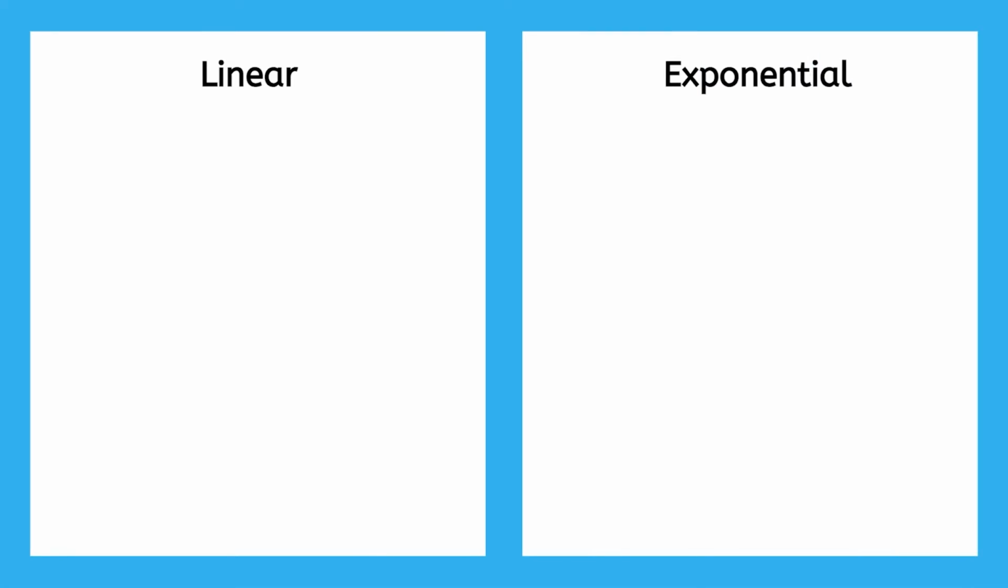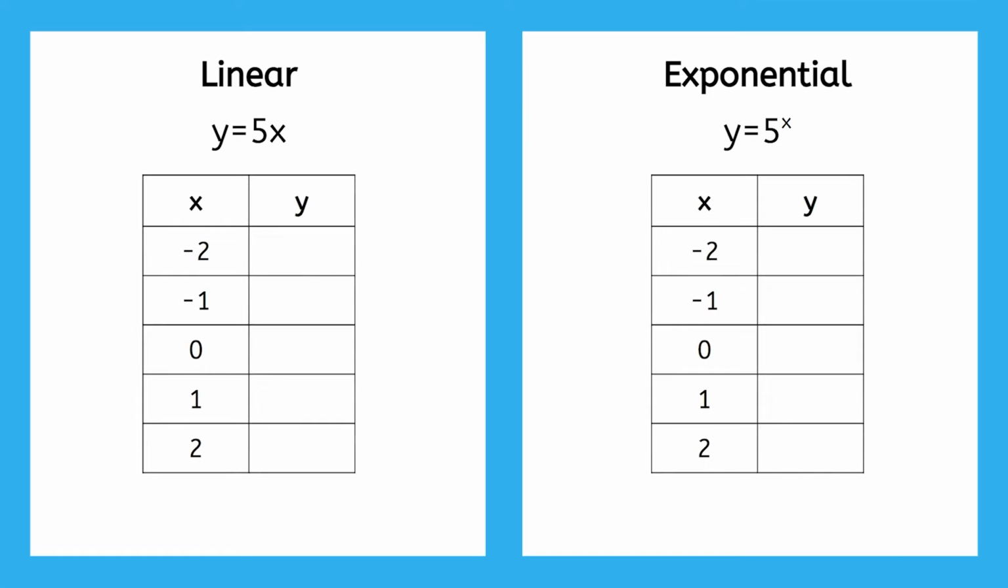Let's compare our old linear friend y equals 5x with something exponential. Say y equals 5 to the power of x. Let's create an xy table for each of these using -2, -1, 0, 1, and 2 for the x values. Pause the video here and try filling in these tables on your own.